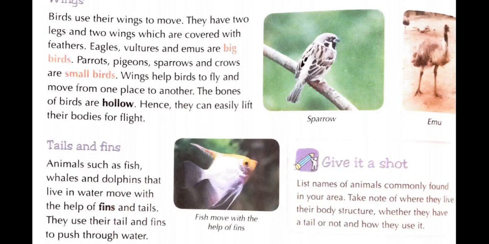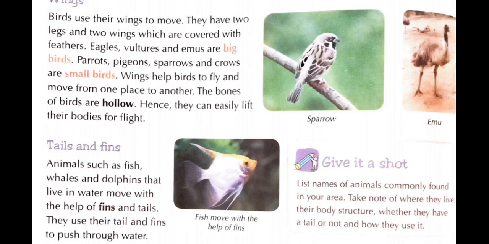So students, as you all know, birds have 2 legs and 2 wings. The wings are covered with feathers. Wings help the birds to fly and move from one place to another. That means from one branch to another branch. Okay? So students, birds have hollow bones. So their bones are very light. That's why they can easily lift their bodies for flight.